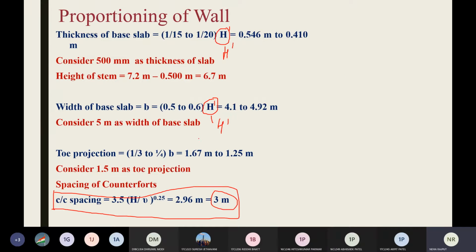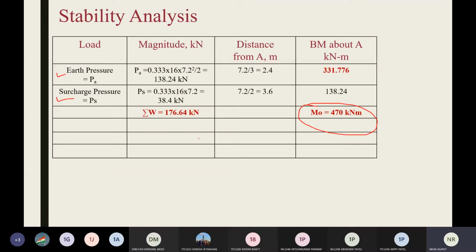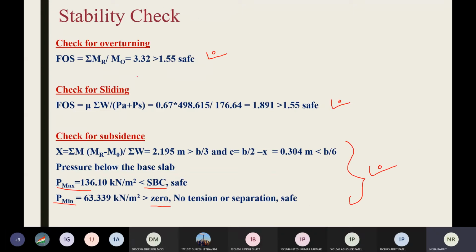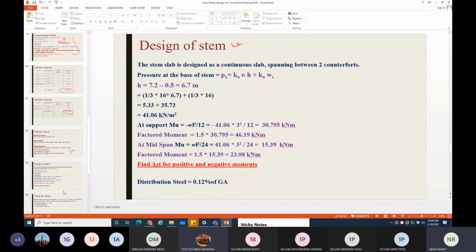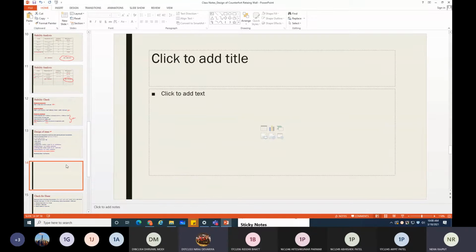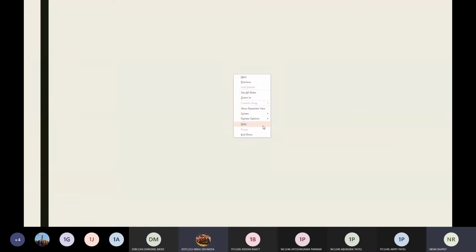Right. So now we are going to start with the design of stem member. This is design of stem member. Now how to start with design of stem member?